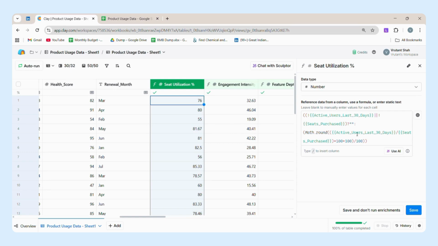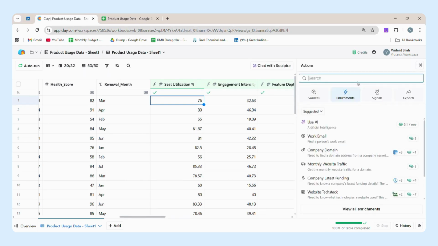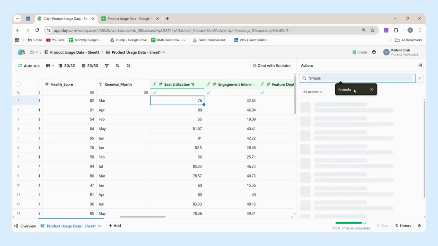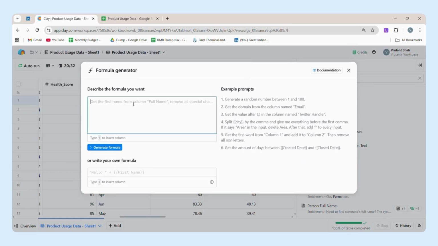Now, if you're someone who is not very much into the tech, or if you're facing difficulties in defining complicated formulas, then you can use the formula generator, wherein all you have to do is simply write in a prompt. So I'll show you an example wherein we can just generate a particular formula by going to the formula generator. And all we have to do is say, for example, I want to create a formula for seat utilization.